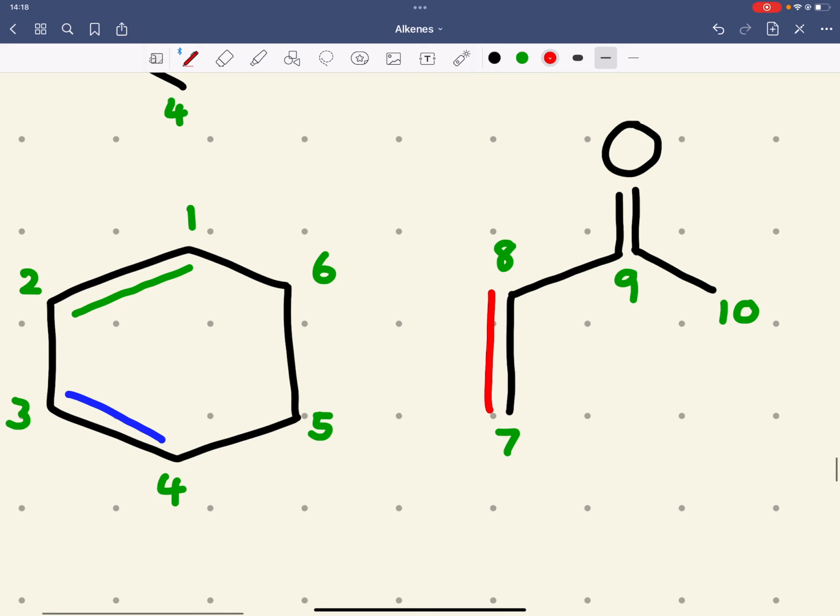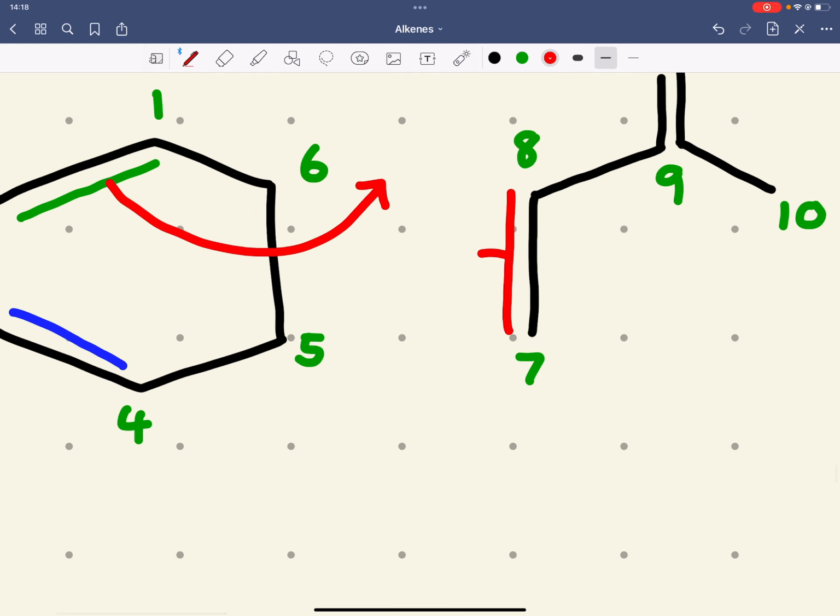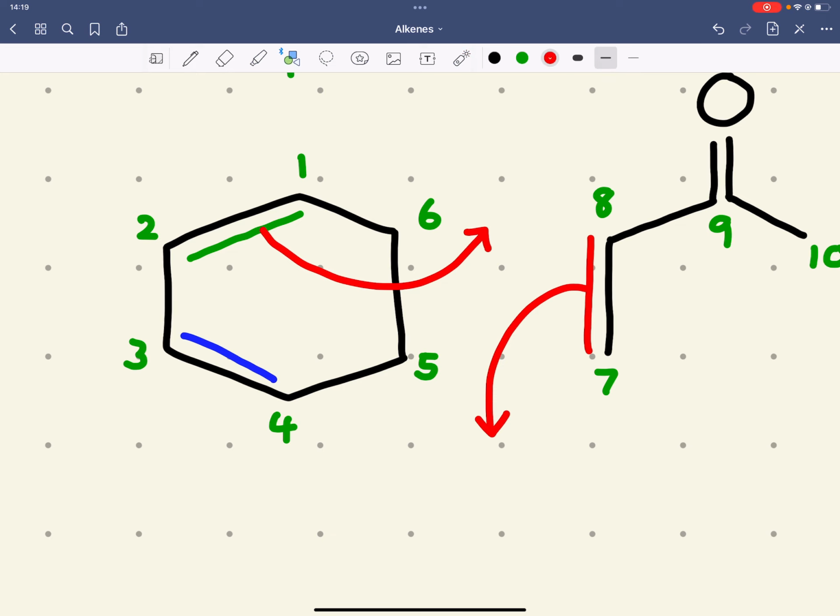The pair of electrons between carbon 1 and 2 are going to form a new bond, this time between carbons 1 and 8. The pair of electrons between carbons 7 and 8 are going to form a new single sigma bond between carbons 7 and 4. And we're going to get a movement of a pair of electrons between carbon 3 and 4. And that's going to form a new pi bond between 2 and 3.